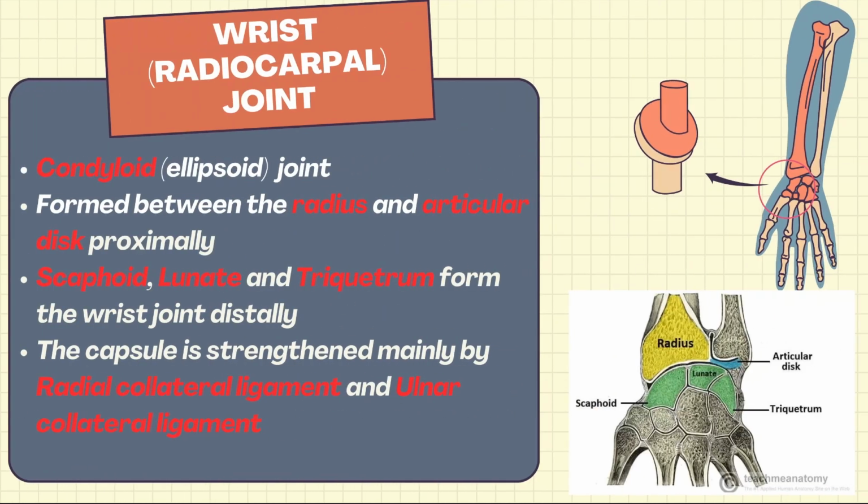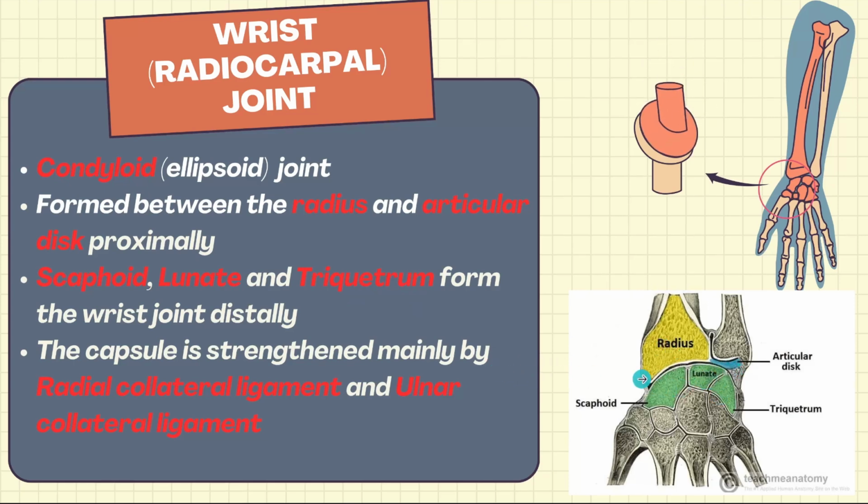So now, starting off with the radiocarpal joint. The radiocarpal joint, also known as the wrist joint, is a condyloid joint and is formed proximally by the radius and the articular disc. Notice that I did not mention the ulna because the ulna does not have any articulation with the carpal bones. It's separated by the articular disc, which actually has the articulation with the carpal bones. Distally, it is formed by the scaphoid, lunate, and triquetrum, which have the articulation with the radius and the articular disc.